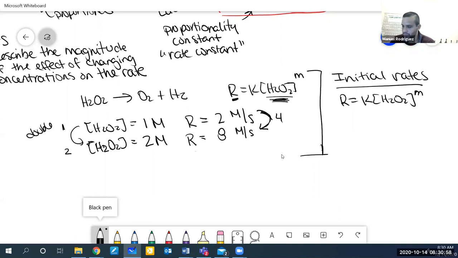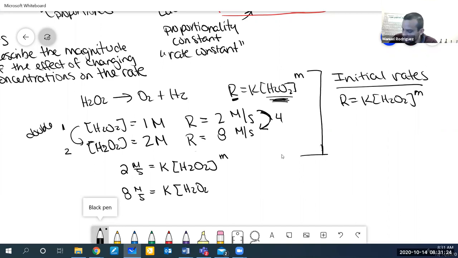So for trial one, my rate was 2 molar per second. And that will equal K times my concentration of peroxide, which is H2O2, to some exponent. Then I can pick my trial two, which was in this case 8 molar per second. That will equal K times the concentration of H2O2 to the M. I actually know my concentrations, so I can erase this and put my concentration values. For the first one, the concentration was 1 molar. For the second one, the concentration was 2 molar.